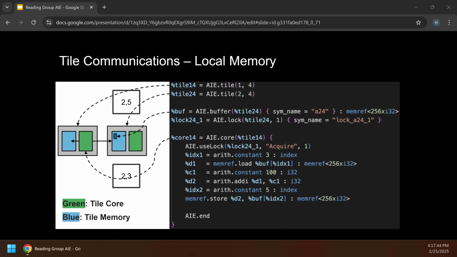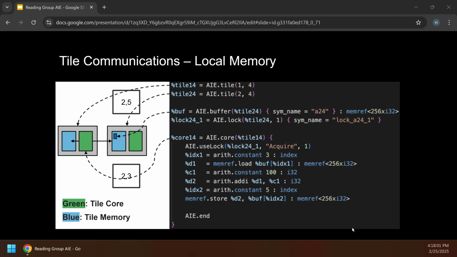The code example here also shows local memory tile communications using the lock dialect explicitly.